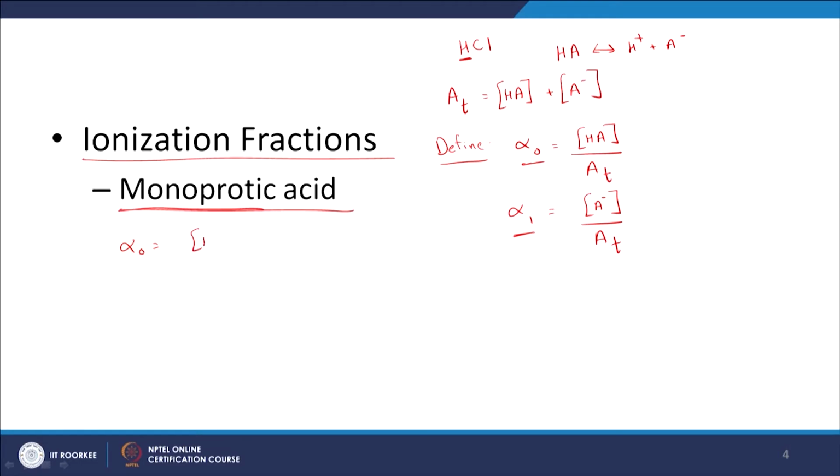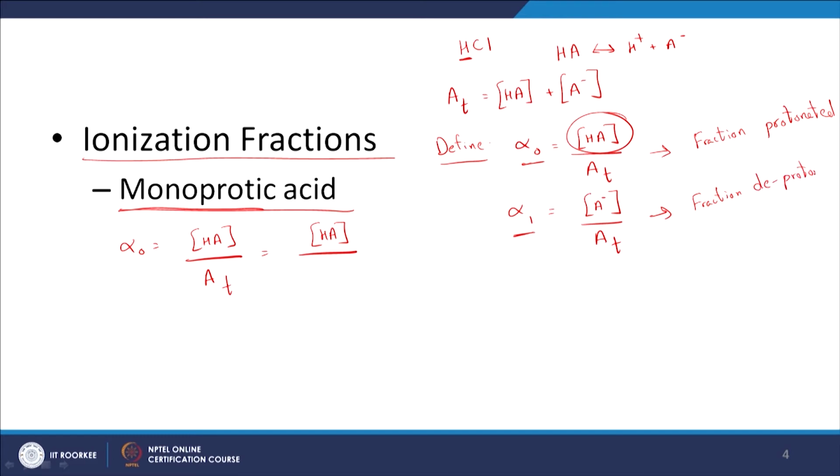So what do we have here? We have alpha naught equal to the concentration of HA divided by A total. If it is not yet clear, alpha naught gives you an idea about the fraction that is present as the protonated form. That is what you see here in the numerator. And alpha 1 gives you an idea about the fraction that has deprotonated.